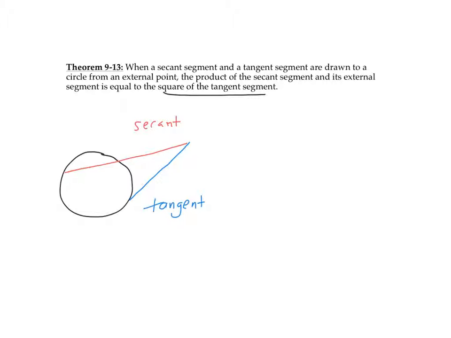So for the naming of our secant, we'll say it's line AB. The secant and the tangent will meet at point P.